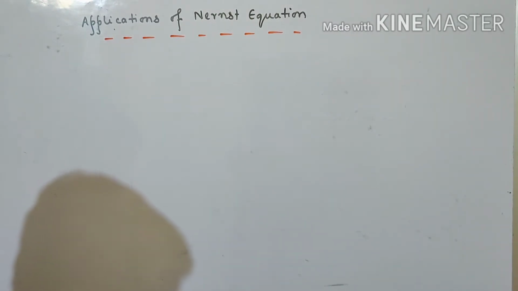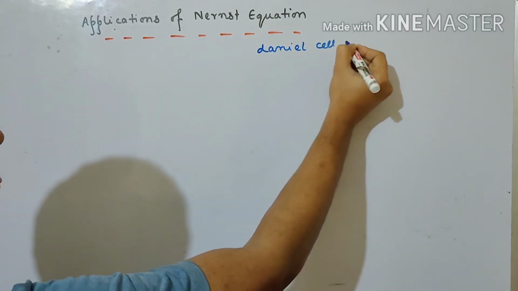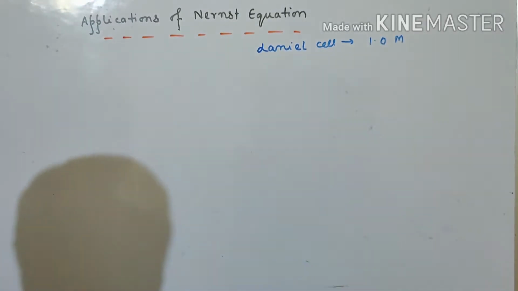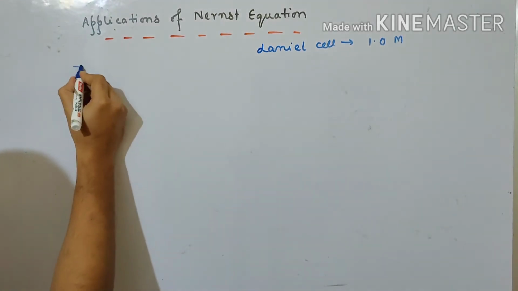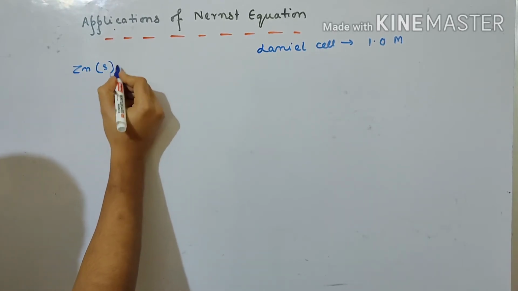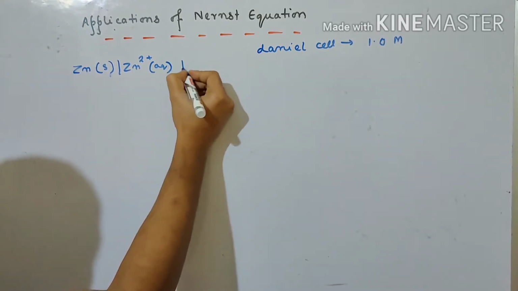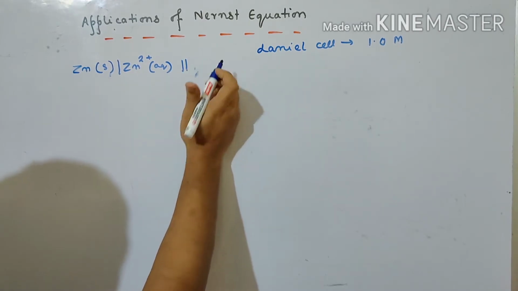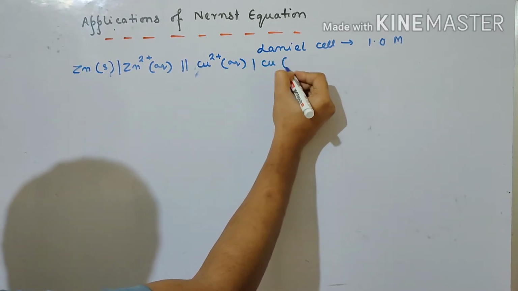For example, we will consider the Daniell cell, but the concentration of the solution will be 1 molar. As we know, the Daniell cell will look like this: Zn, very well known. To build the initial concept, we are discussing only that. This is aqueous, salt bridge, then Cu2+ aqueous, then Cu solid.